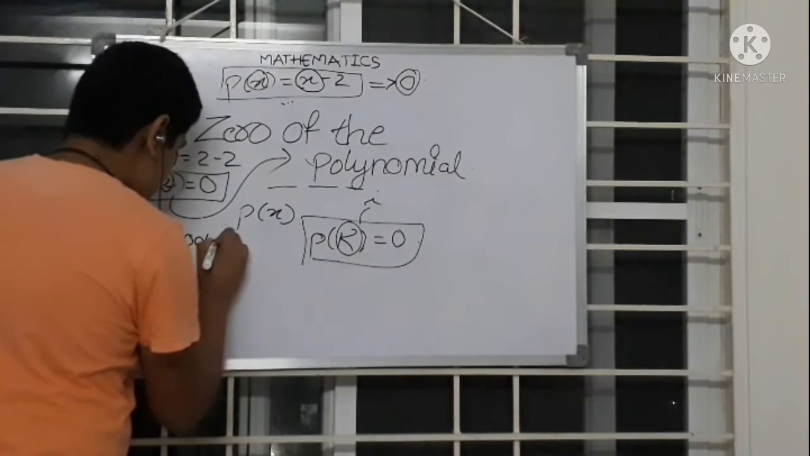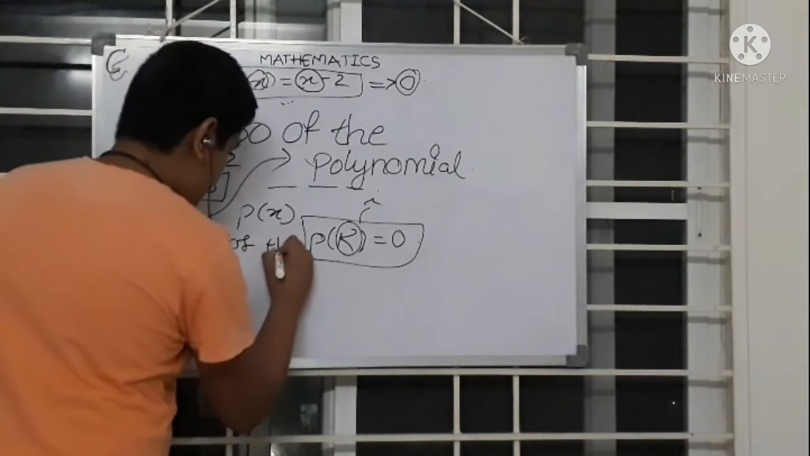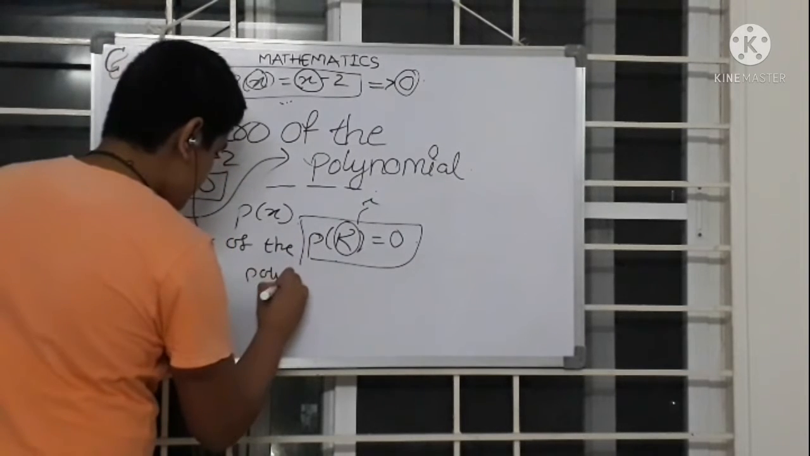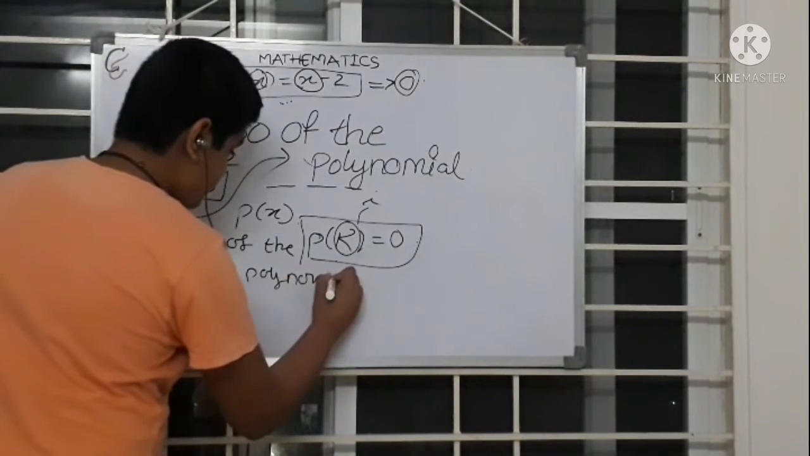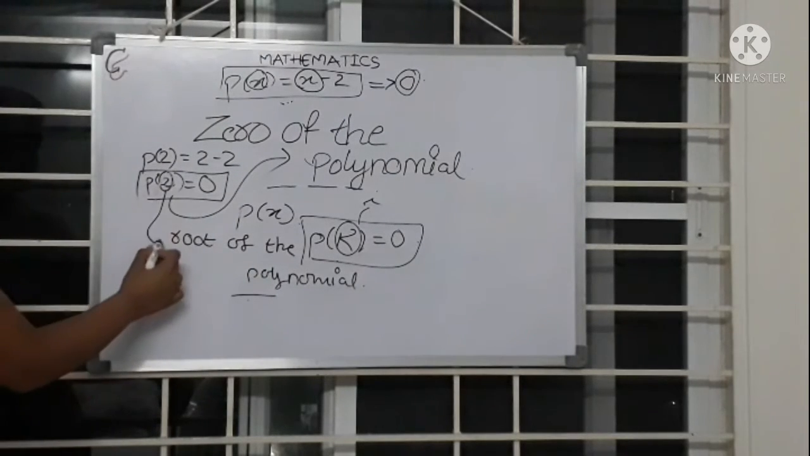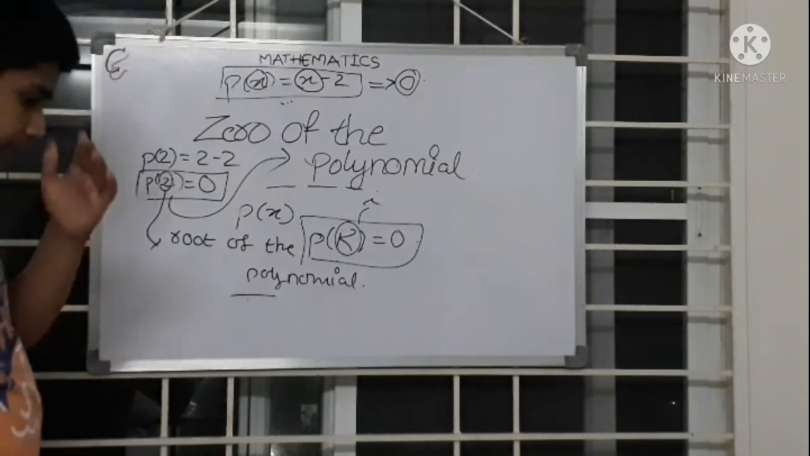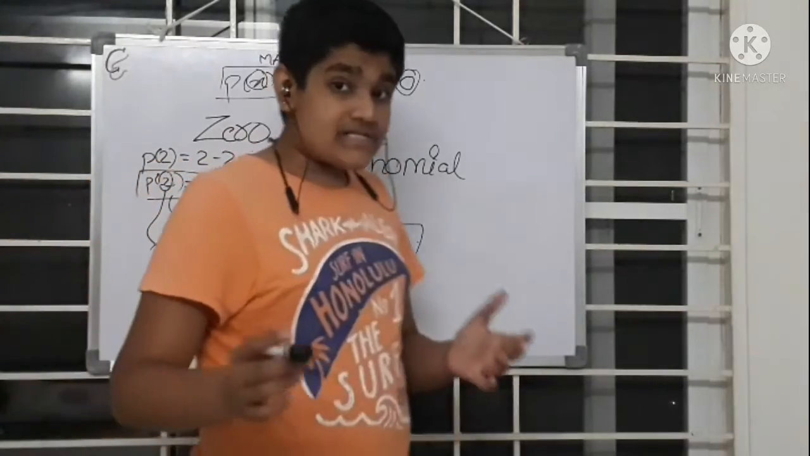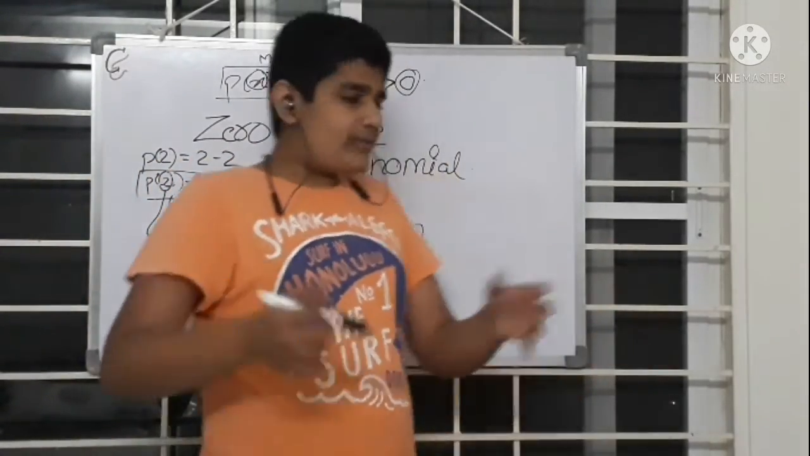So here we said that 2 is known as the zero of the polynomial, and 2 is also known as the root of the polynomial. Root of the polynomial. So now here 2 is known as the root of the polynomial. Okay, are you understanding?